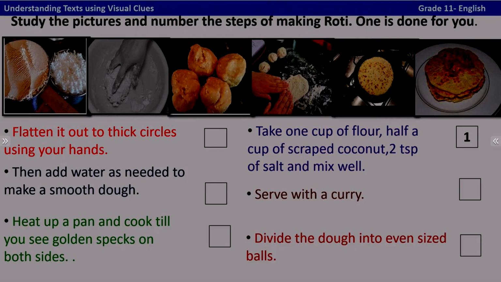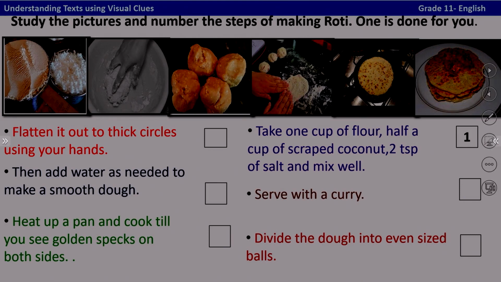Okay, children, let's check your answers. Now we'll see what happens here. The first one is done for you. It says, take 1 cup of flour, half a cup of scraped coconut, 2 teaspoons of salt, and mix well. I think you have all those ingredients in the very first picture and it's done for you.